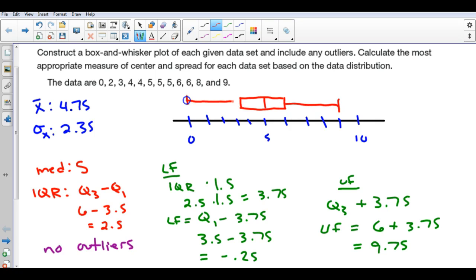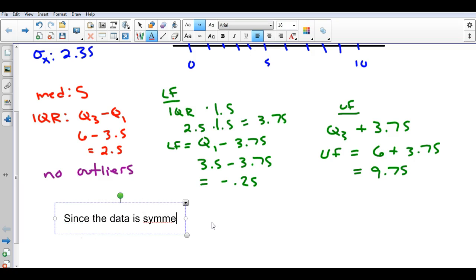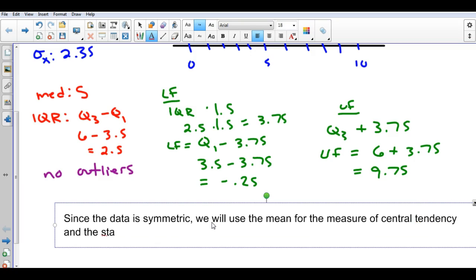So when we talk about measure of central tendency, we're going to be using the mean value, because again, there aren't those outliers that are really going to drastically drag my mean to the lower end. There's no outliers that are going to really increase the mean to bring it to the higher end. So I'm going to get a little typed response down here. And I'm going to say, since the data is symmetric, we will use the mean for the measure of central tendency and the standard deviation to measure the spread of the data.